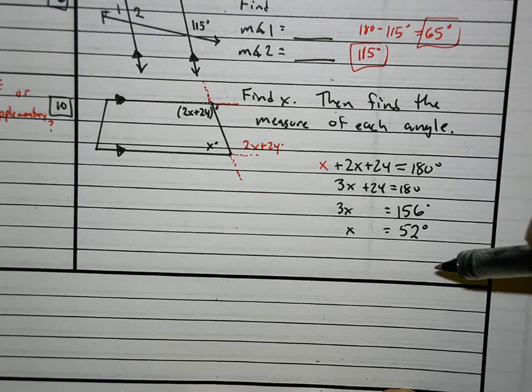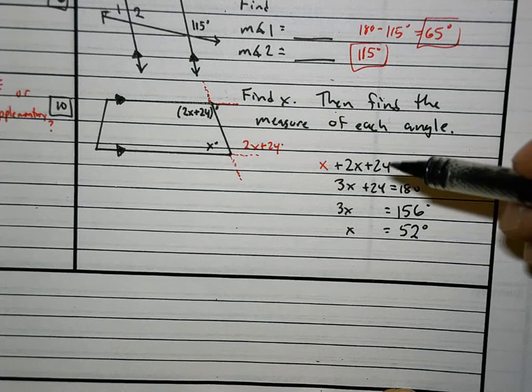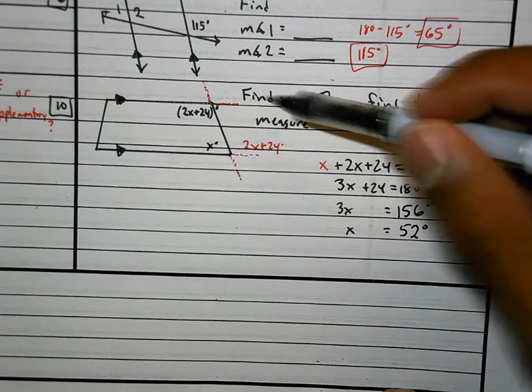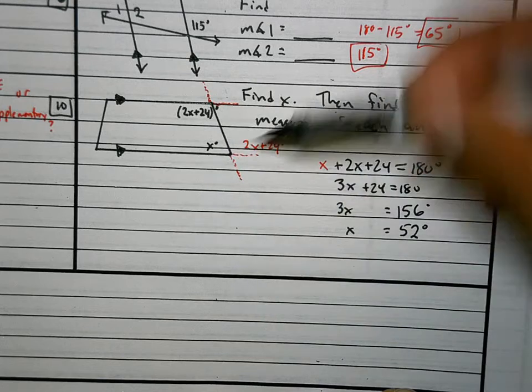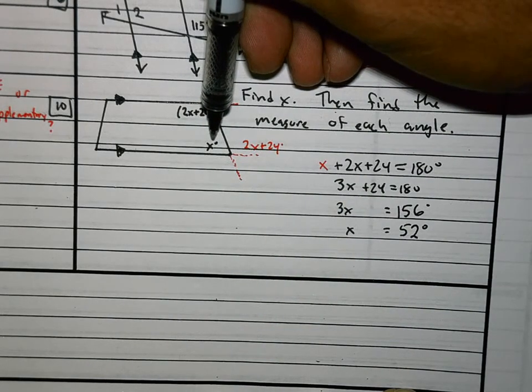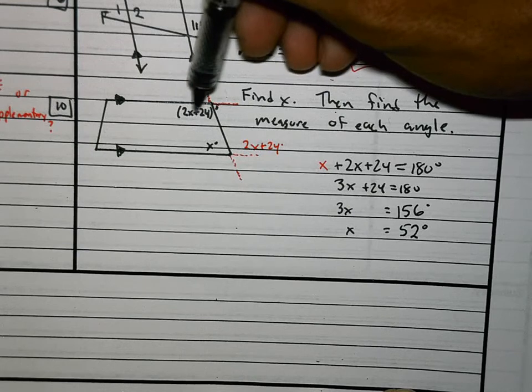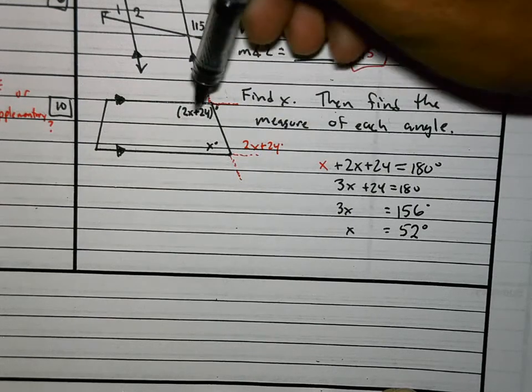Never stop when you find x. You will always, in this unit and in other units, have to find x and then do something with it. Plug it back in. Now I know what this angle is, don't I? This angle is 52 degrees. Is that what this angle is up here? No. Plug it back in. Figure out what this other angle has to be.